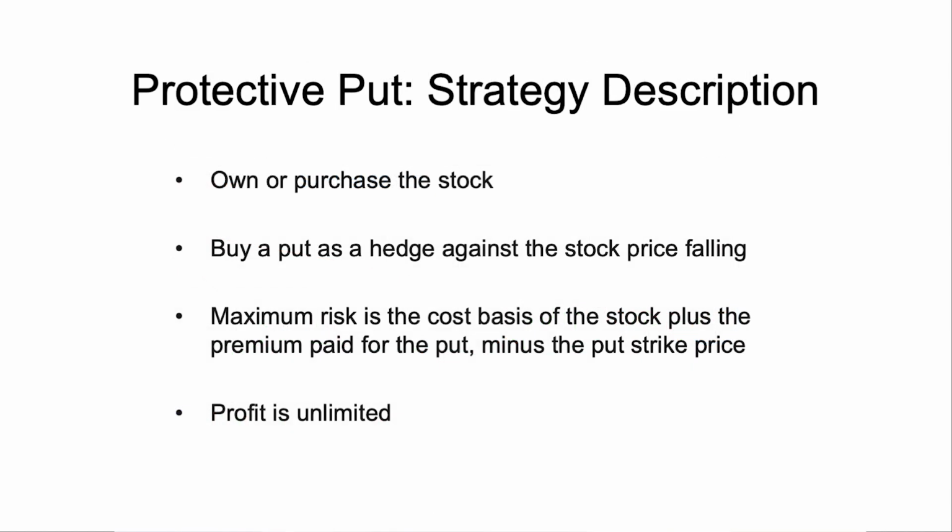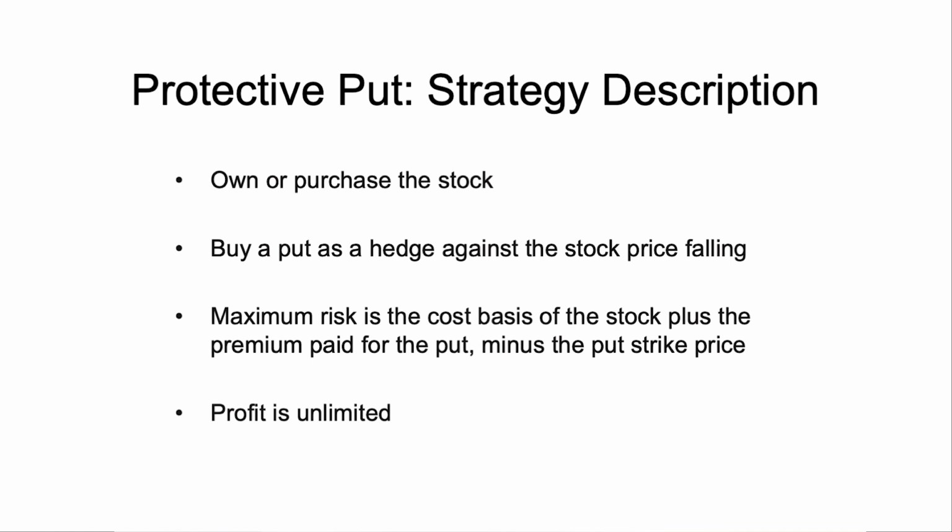For this strategy, we're going to look at a protective put. Now, the purpose of a protective put is to hedge a position that we have. So we either own already or will purchase the stock. So again, we're somewhat bullish on this. We're confident in the moving average crossover, but perhaps just a little bit hesitant. So in this instance, we want to keep the stock, but we're going to buy a put as a hedge against the stock price falling.